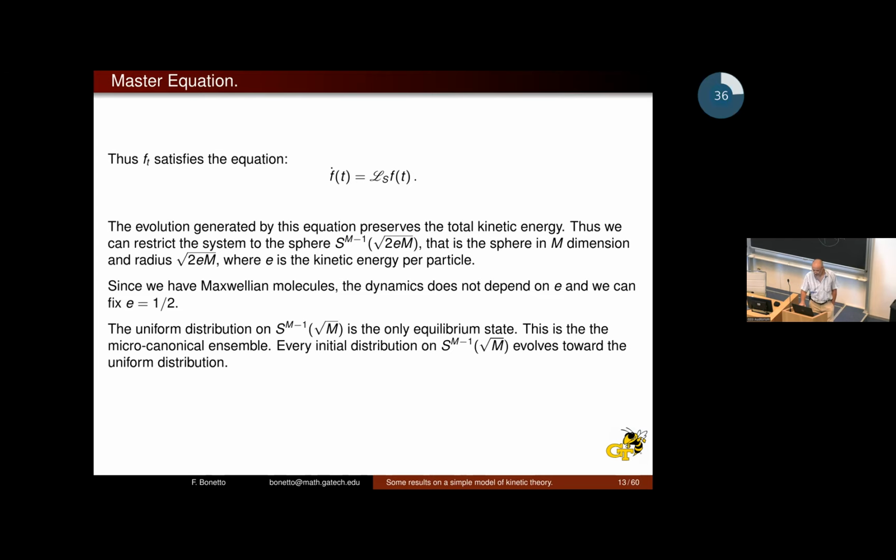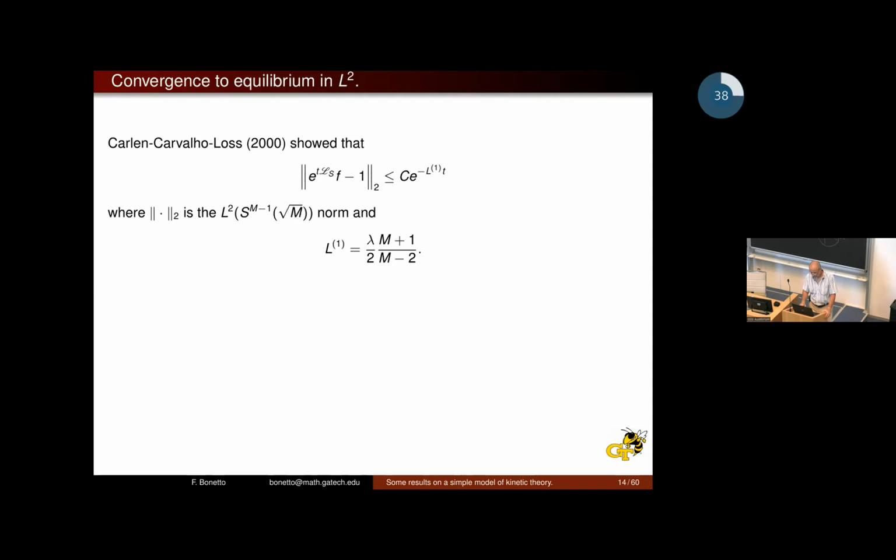And then the uniform distribution is the only equilibrium state. This is the microcanonical ensemble, in physical terms. And every initial distribution evolves toward the uniform distribution. The question is, have you ever seen the effect of projecting a uniform distribution on a sphere in high dimension onto one coordinate? As you know, you get a Gaussian. That is exactly why we get the Gaussian at the beginning in the movie.